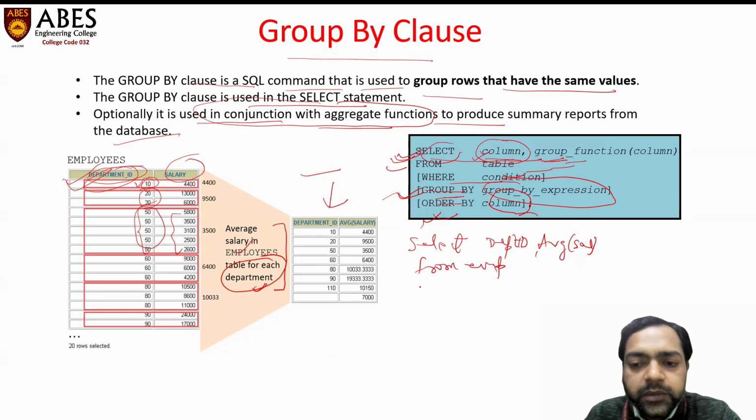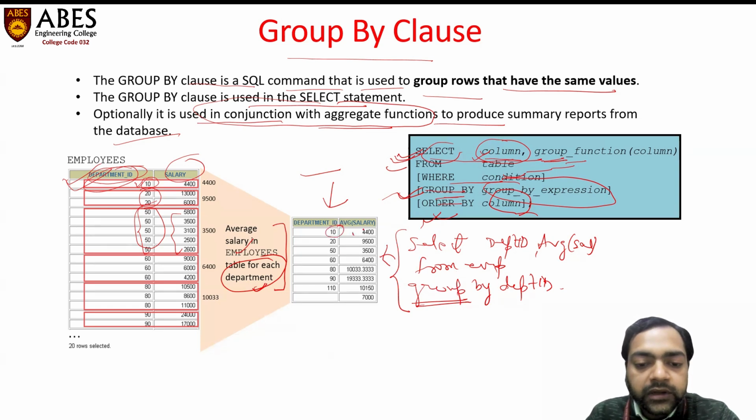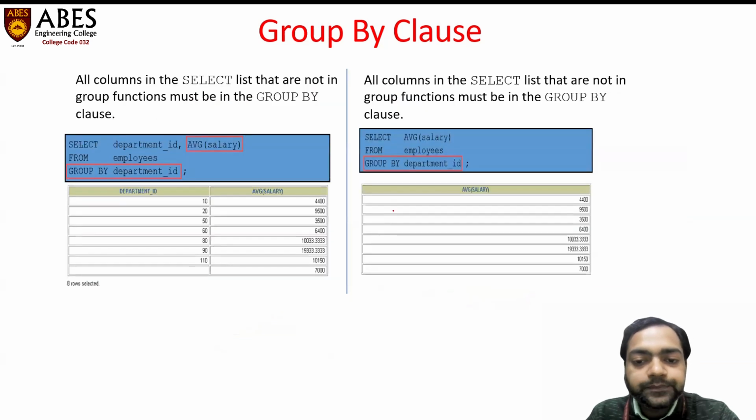And will there be any condition? No, there will be no condition, right? So directly we will use the group by clause, and the attribute we use in the group by clause will be department ID. So this will be the syntax to find the average salary in the employee table for each particular department. So here we have 10, and this will be the average salary of 10. Here we have the average salary of department ID 20, and so on, right?